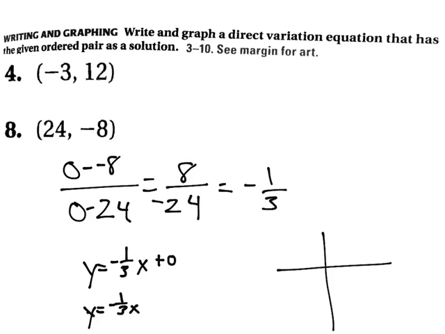We graph this. If it goes through 0, 0, then it's 0. And then negative 1/3 would be down 1 over 3. 1, 2, 3. We'll go down 1 again and over 3. 1, 2, 3. And there's the graph of that.